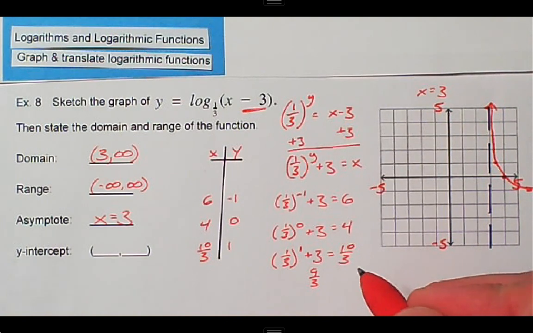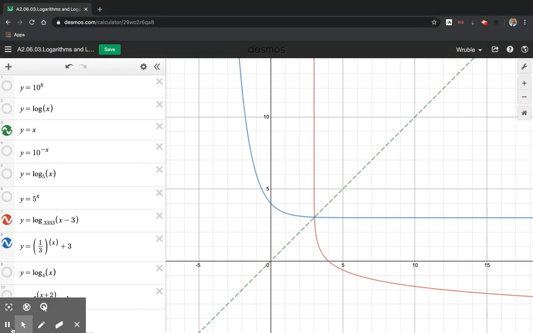So we can take a look at the graph. And we have the log of 0.333 because we couldn't type in 1/3 there. So that's an estimation. And we can see that we have the asymptote at x equals 3. And then we have those points. And then we have the points here of 6, -1 and 4, 0.